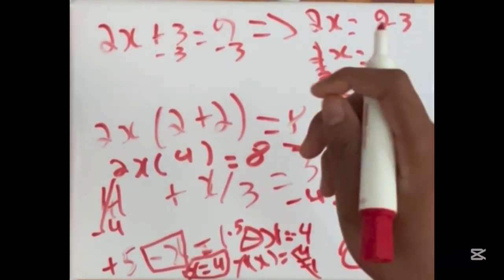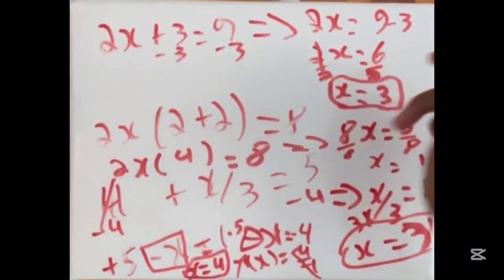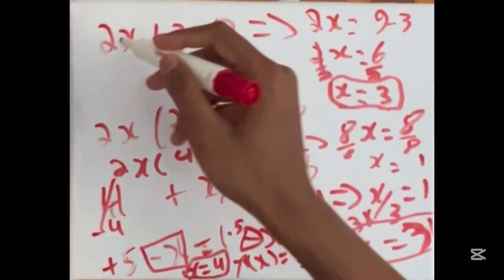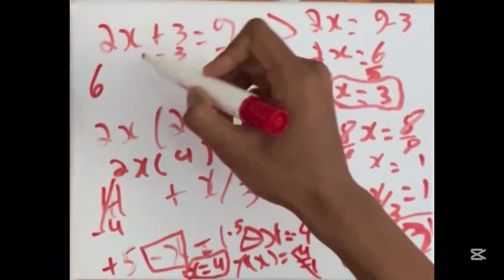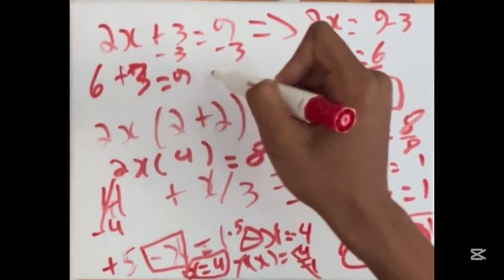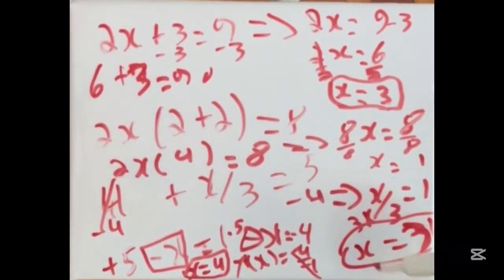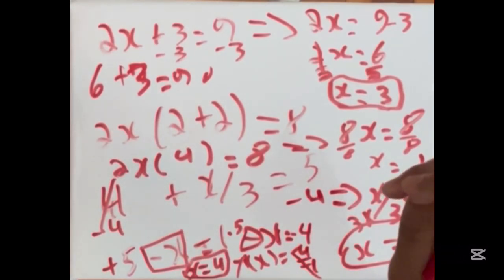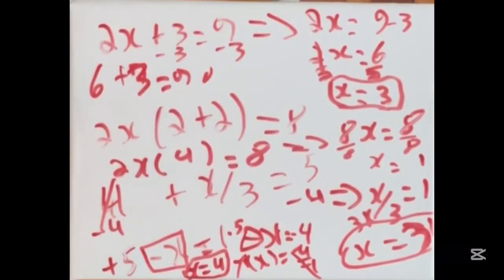And one easy way to check if your answer is right is, when you finish solving the equation, just plug in x. So here, for example, we can just plug in 2 times 3. So 2 times 3 equals 6, plus 3 equals 9. So this checks out, and you can do the same thing for every single equation. It has to equal this number for it to be correct.